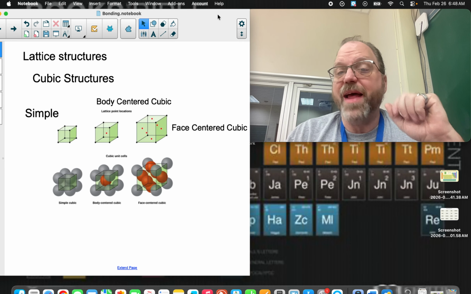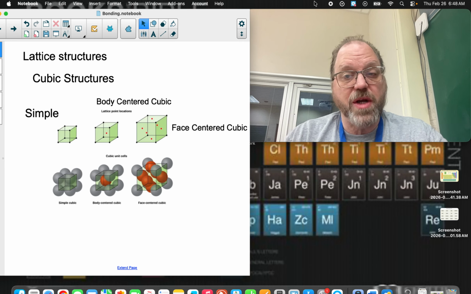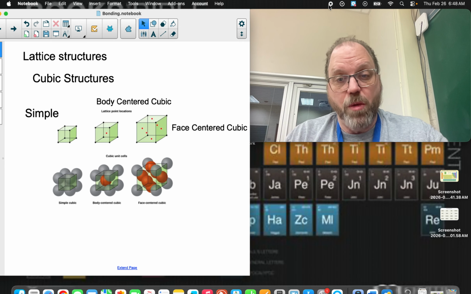All right, now that's it for lattice structure. That's it for ionic structures. We're going to do quite a bit more with covalent bonding.